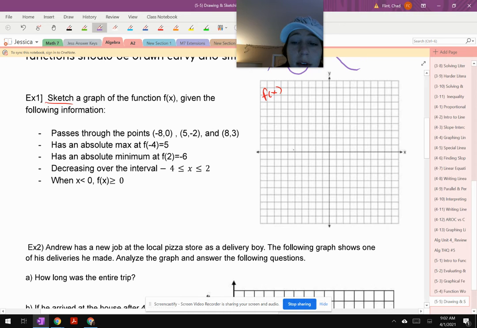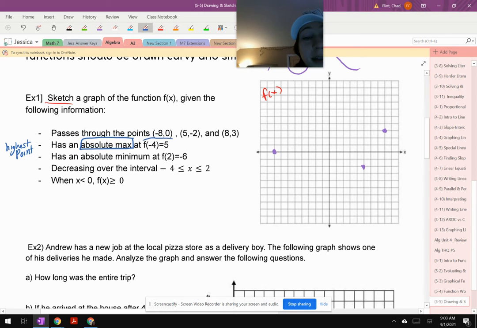-1, 8, 0 is over there. 2, 3, 4, 5, -2 is right there. 8, 3 is right there. So we know that this function is going to hit all 3 of those points. We know that it has an absolute max. That absolute max is the highest point. So that tells us that when we're drawing this in, we can't have anything higher than this point right here.